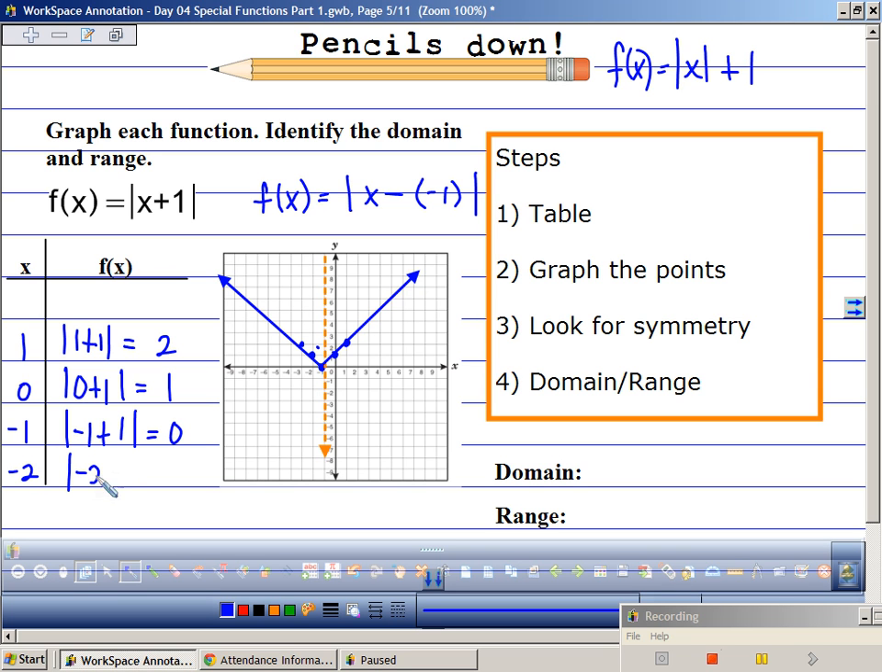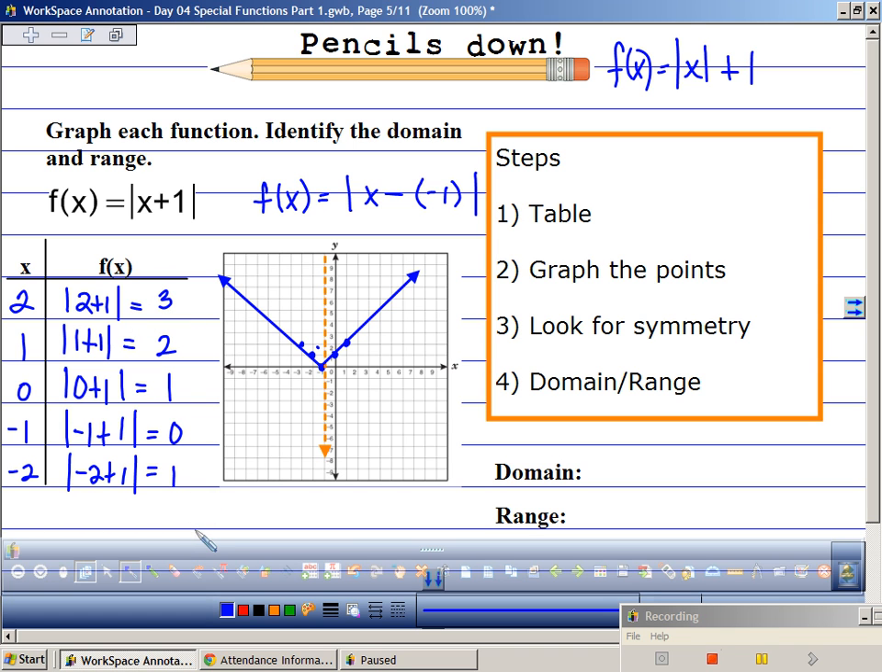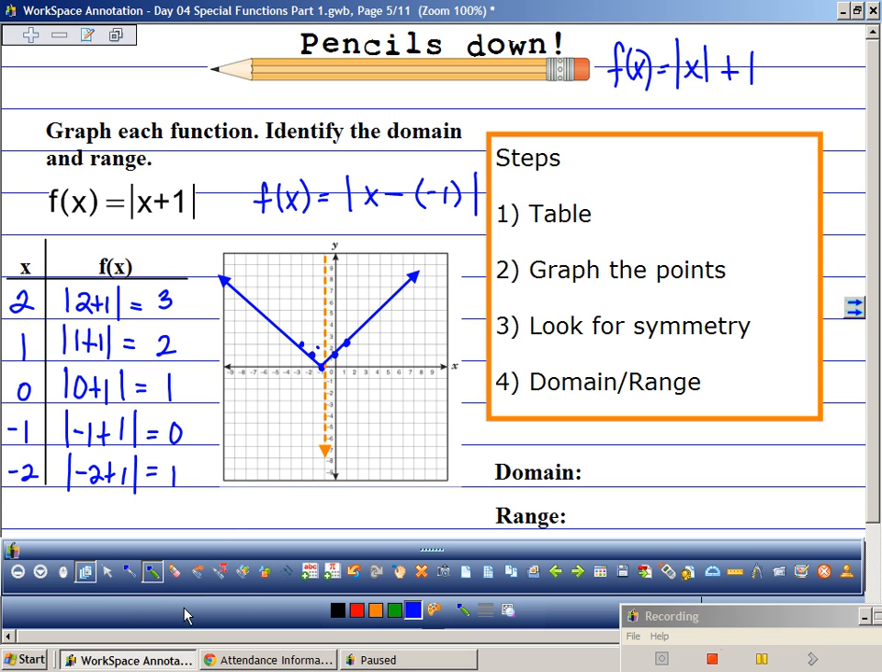Let's finish this one. So if I put in negative 2 plus 1, I'm going to get negative 1, but the absolute value of negative 1 is 1. And if I go in this direction and I put in 2, I'm going to get 3. Okay, so where is our center really? You see it starts right there? That's where it starts mirroring. Make sense?